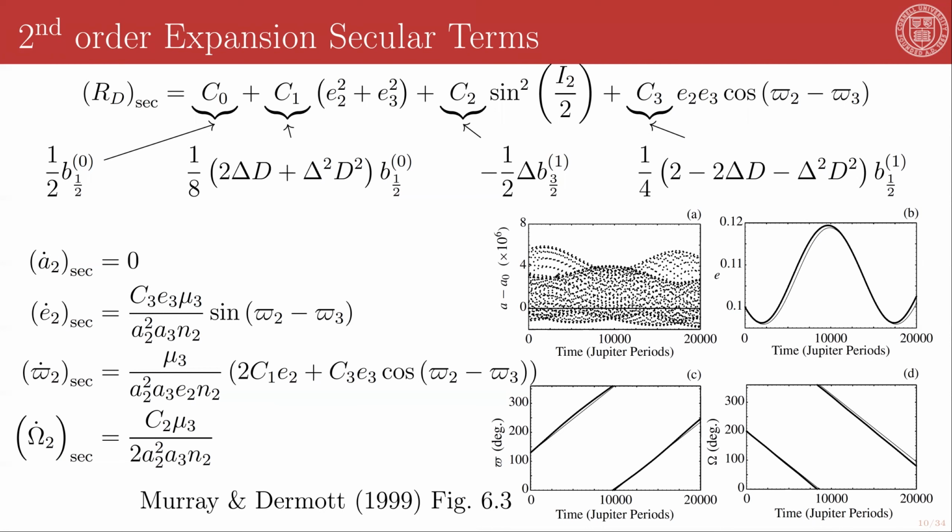We have a test particle, an asteroid or a spacecraft in orbit around the Sun being perturbed by Jupiter. The abscissa here is a time axis given in Jovian periods, and you can see that the integration goes out to 20,000 Jovian periods. So we're talking about very, very long-term changes. This is an analysis that is specifically for the natural evolution of mass in the solar system.